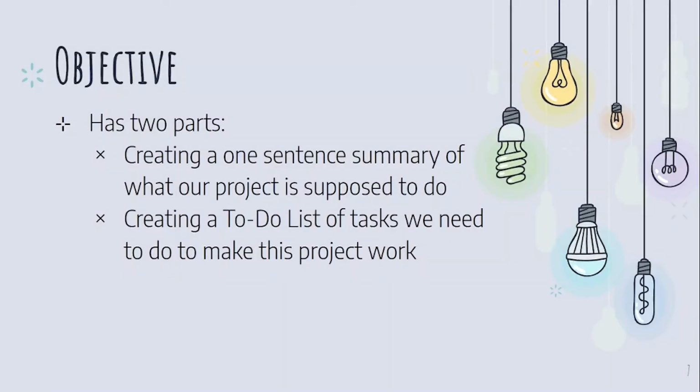The objective has two parts. First, we must create a one-sentence summary of what our project is supposed to do. Second, we must create a to-do list of tasks we need to do to make this project work. This list doesn't have to be in any specific order, but the list needs to have all of the parts we need for the program to function properly.